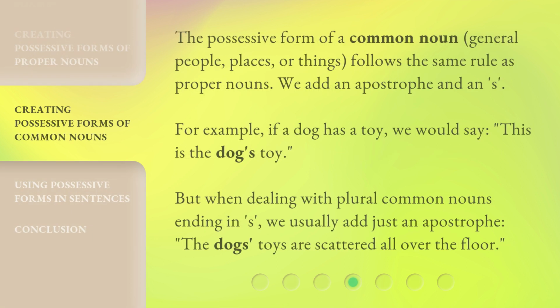The possessive form of a common noun, general people, places, or things, follows the same rule as proper nouns. We add an apostrophe and an S. For example, if a dog has a toy, we would say, "This is the dog's toy." But when dealing with plural common nouns ending in S, we usually add just an apostrophe. The dogs' toys are scattered all over the floor.